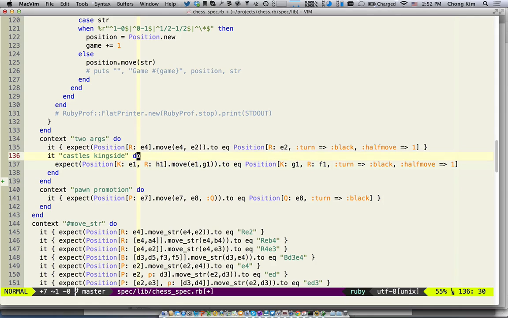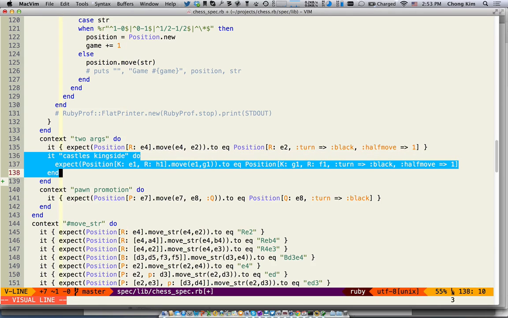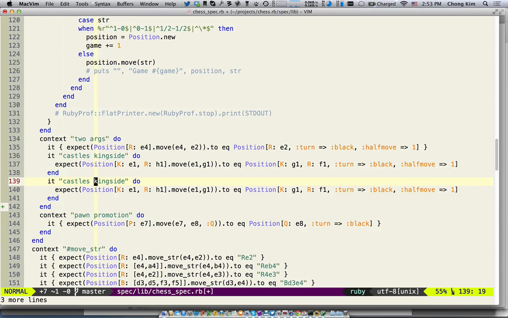I'm doing it this way because if you read it without the comment, it becomes difficult to read. So having this is going to help. So okay, there's castles king side. You also need queen side. So the queen side, the king is on e1, rook is on a1, and you're moving it to c1. So the king ends up on c1, but the rook ends up on d1.